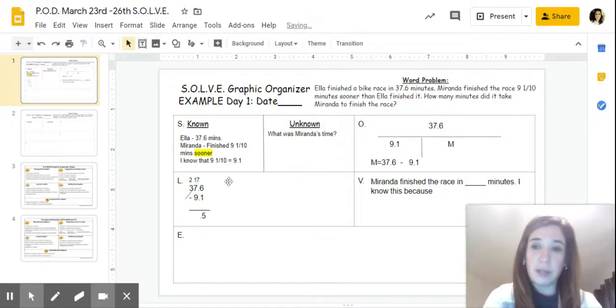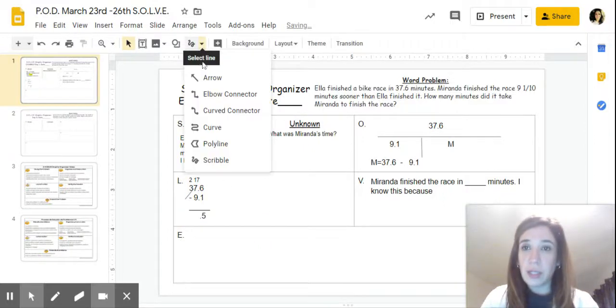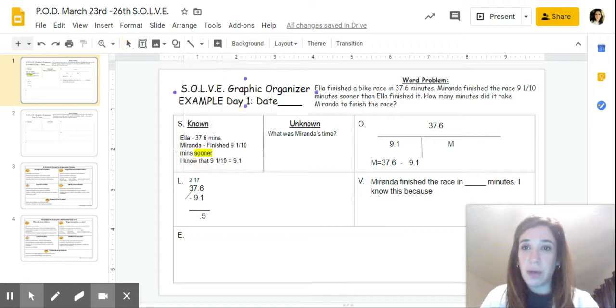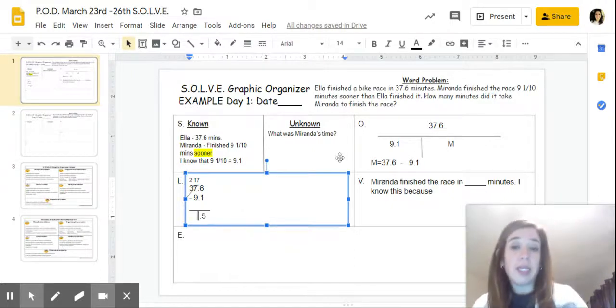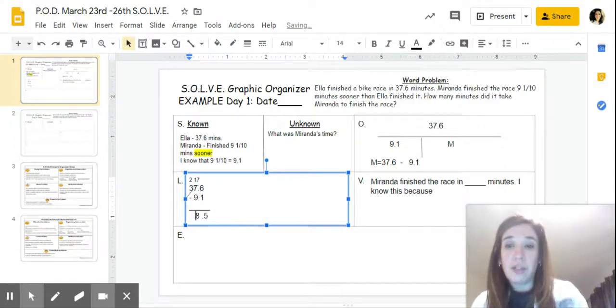I'll just delete it. I'll just stick to the line. But know that you have options. So I'm going to scratch my 7 out as well, and then I'm just going to click outside of that. So now 17 minus 9 gives me 8. And I know that 2 minus nothing gives me 2.